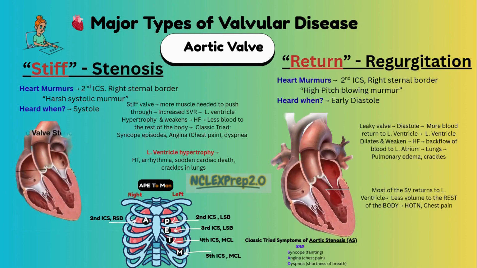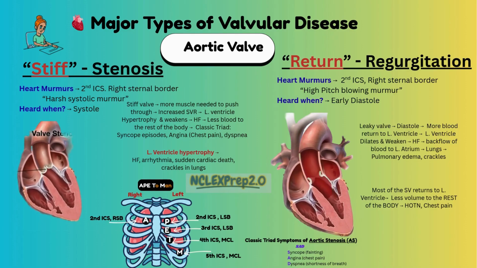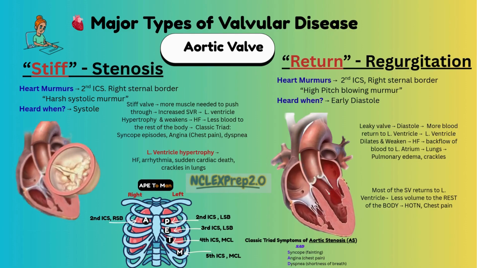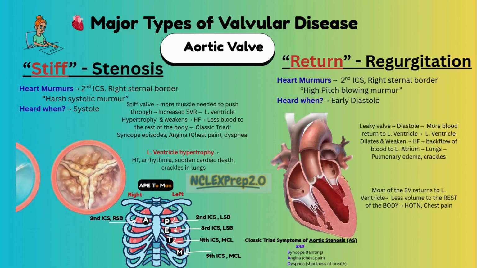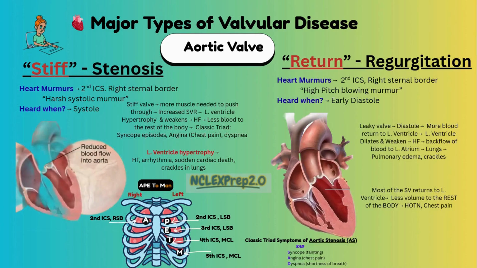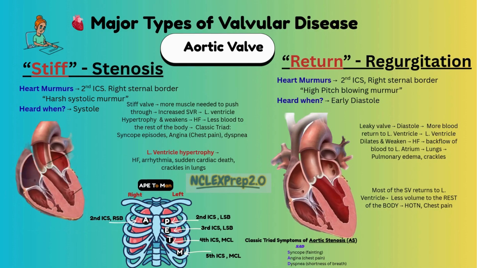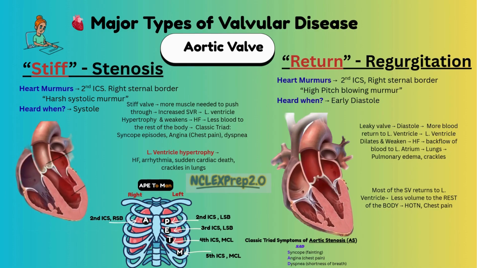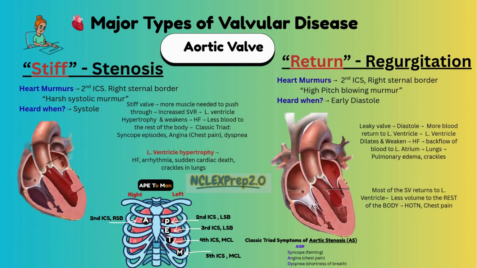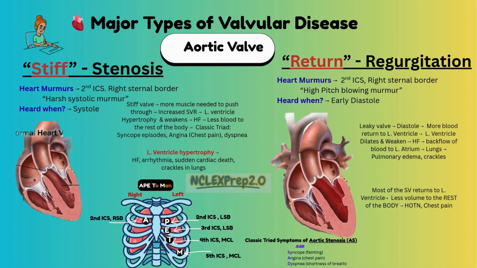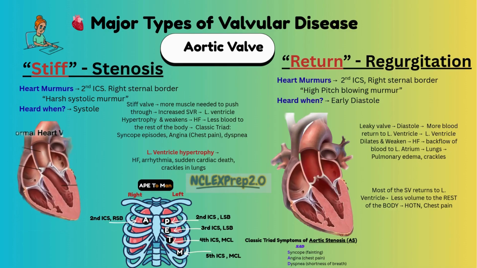It does not open up completely during systole, when the left ventricle is trying to push out blood into the aorta and to the rest of the arteries for perfusion, including the brain, the coronary arteries, and other organs of the body. Because the valve is stiff, more muscle is needed to push through the stiff valve. This leads to increased systemic vascular resistance, or if you like, afterload. What is afterload? This is the force that the left ventricle has to push against.